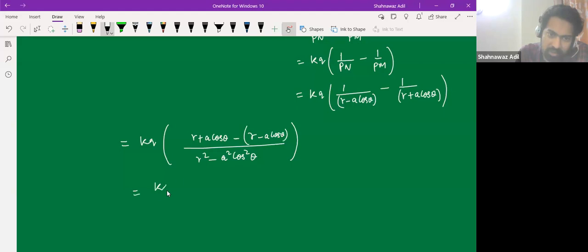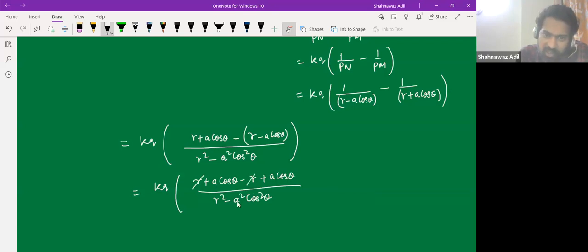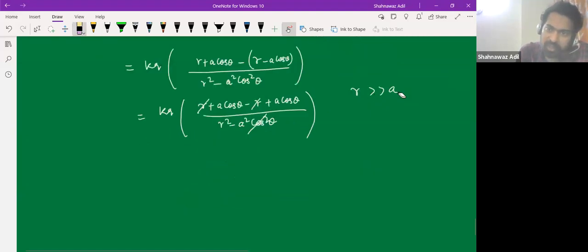So KQ and this is (R plus A cos theta) minus (R plus A cos theta) divided by R square minus A square cos square. R will cancel. We know that this R is very greater than A, so this part we can neglect, right? So I should write it in here.